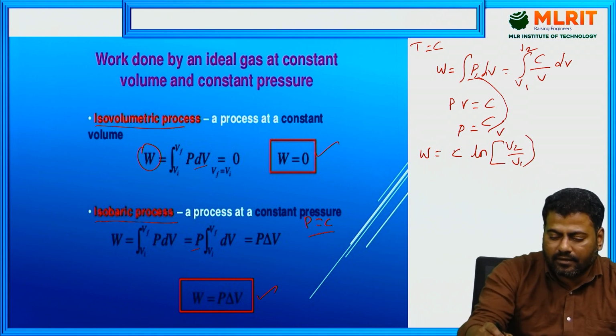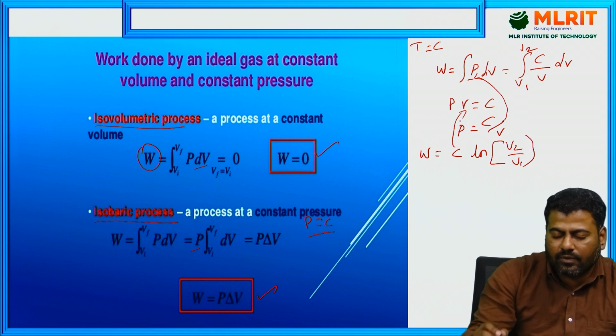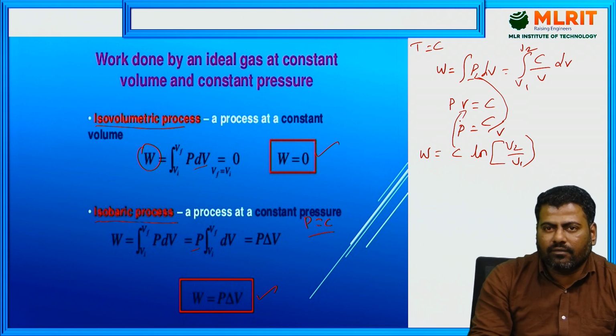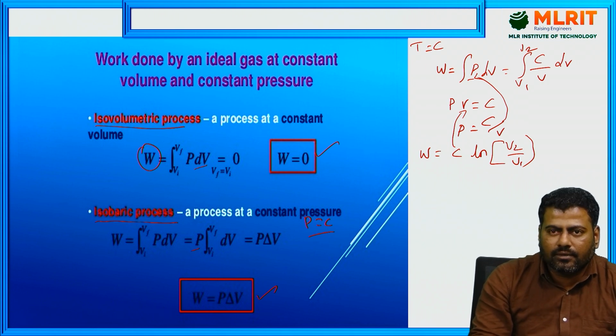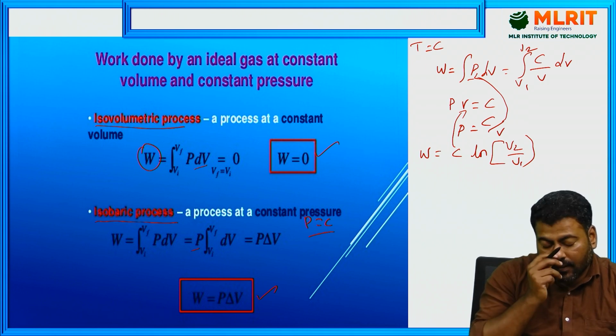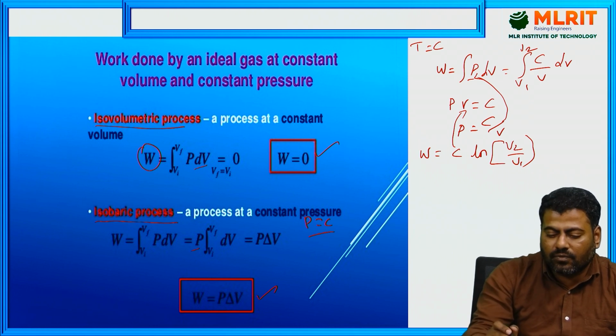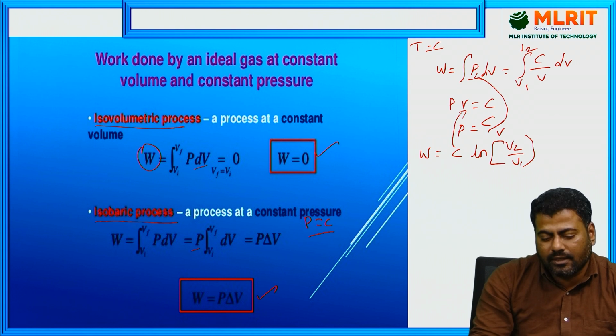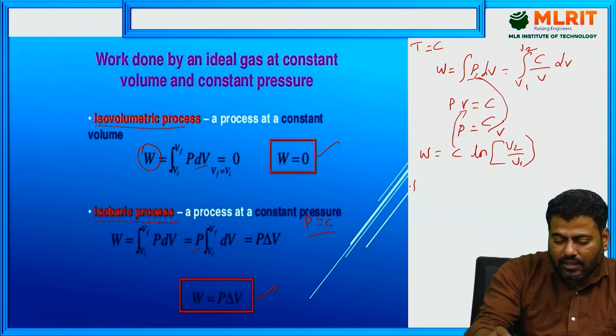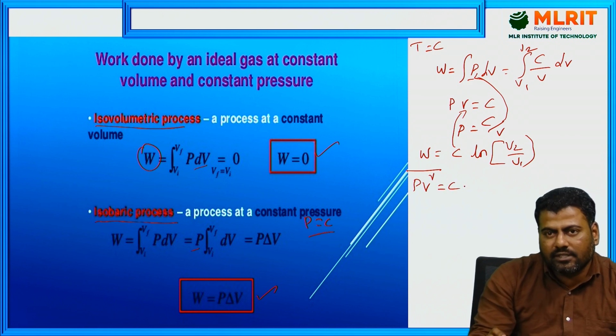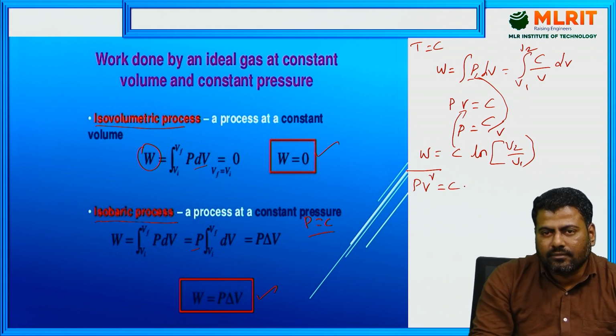This C again, I can write as PV. What is the PV? Either I can write P1 V1 or P2 V2, right? So like that I can write for the isothermal process also. So this is the work done, right? Similarly for the isentropic process, the mathematical relation is, what is that? Or adiabatic process, PV power gamma equal to C. That is reversible adiabatic, right?